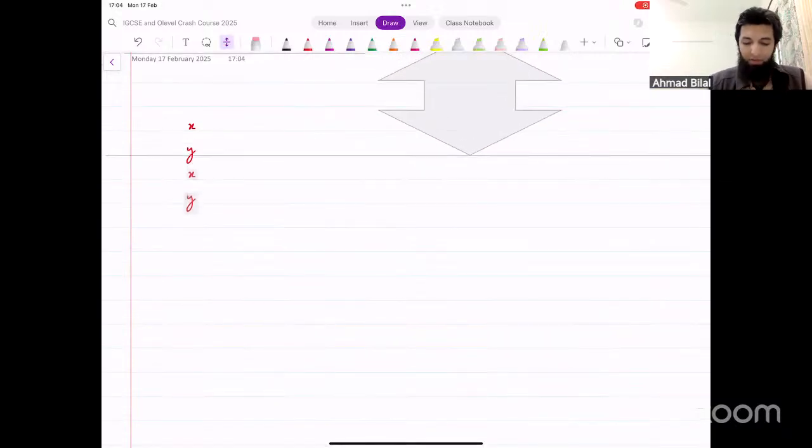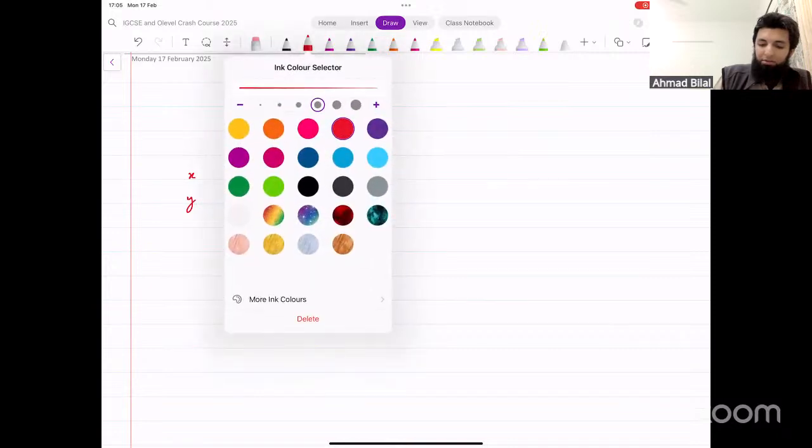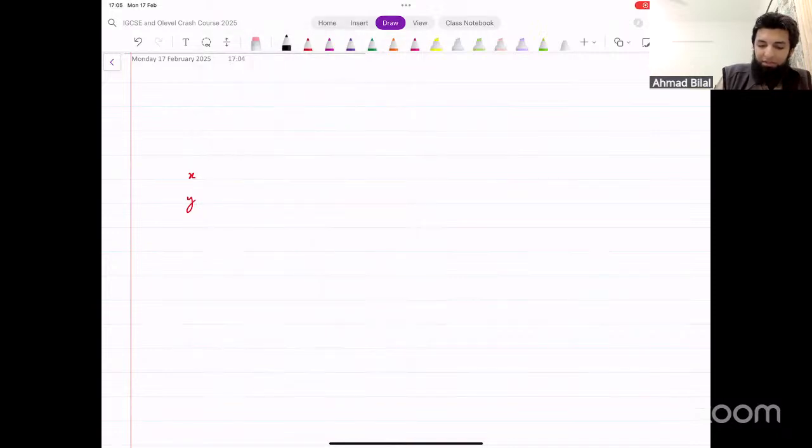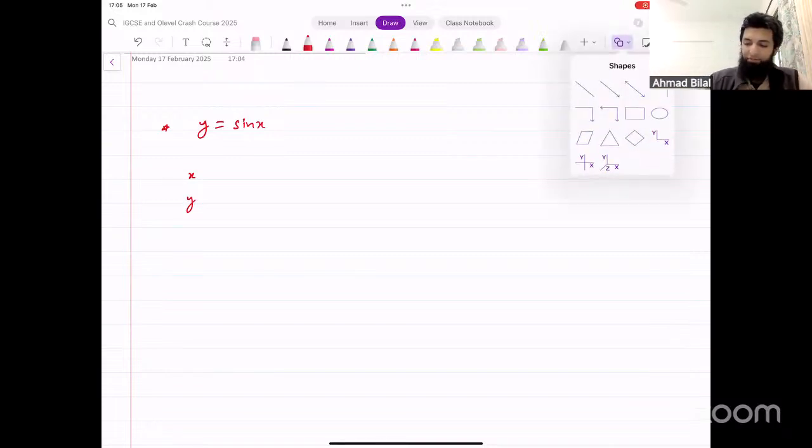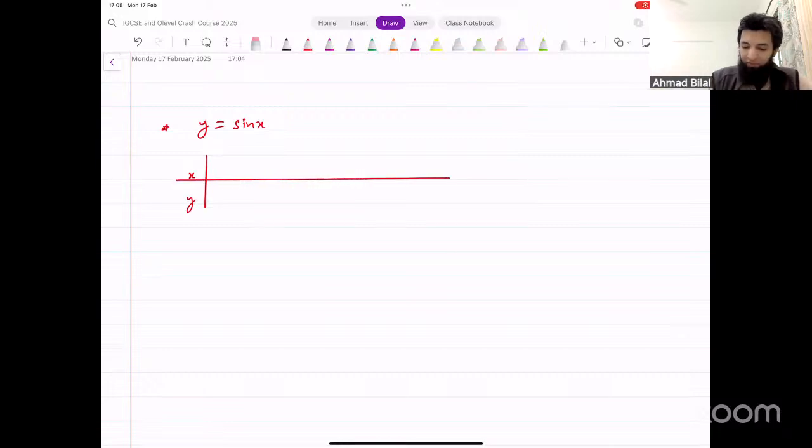Now, let me explain what I mean by that. So let's start with the sine function first of all. So we want to draw the graph of y equals sine of x. Now, how can we do this? We will have to draw this for the interval from 0 to 360. Okay, 0 to 360, we'll have to draw this graph for this interval. 0 degrees to 360 degrees.